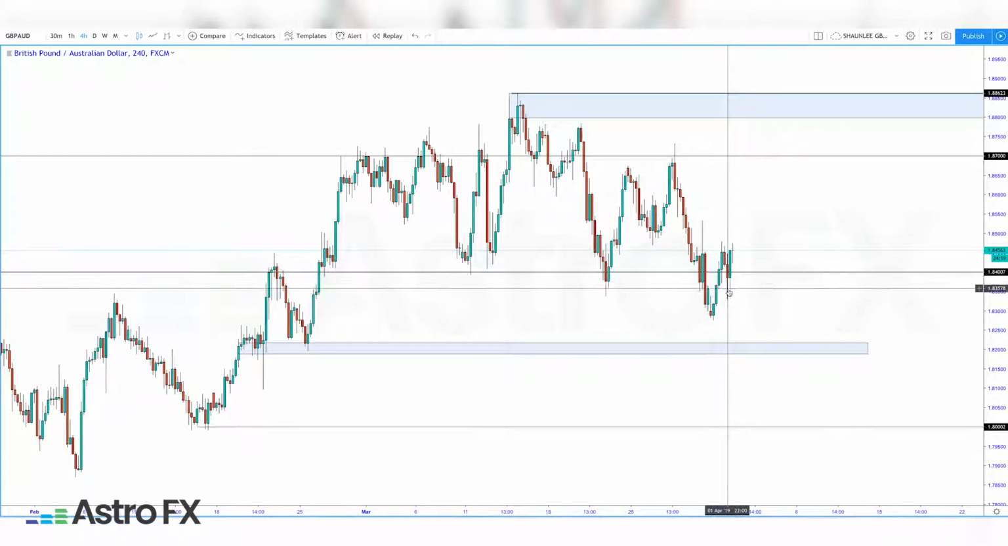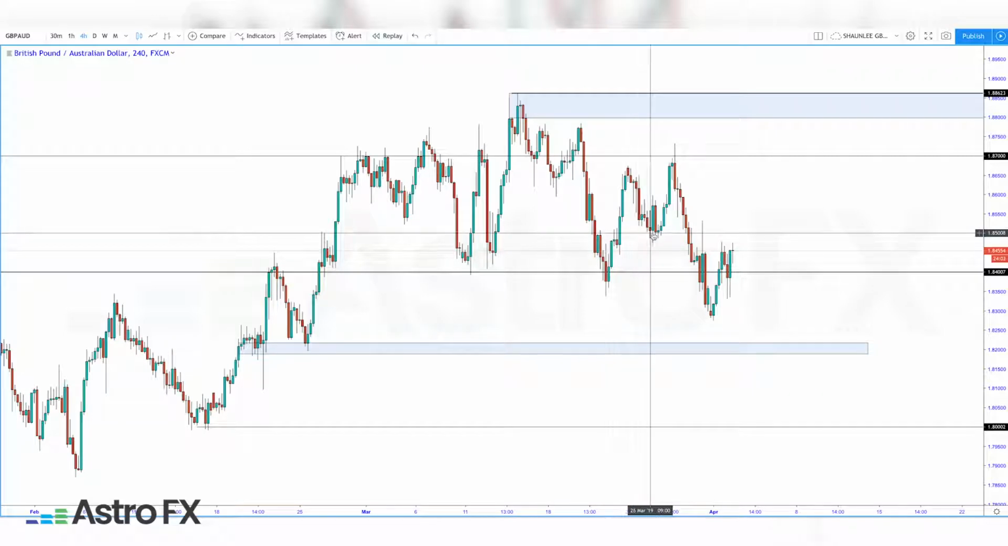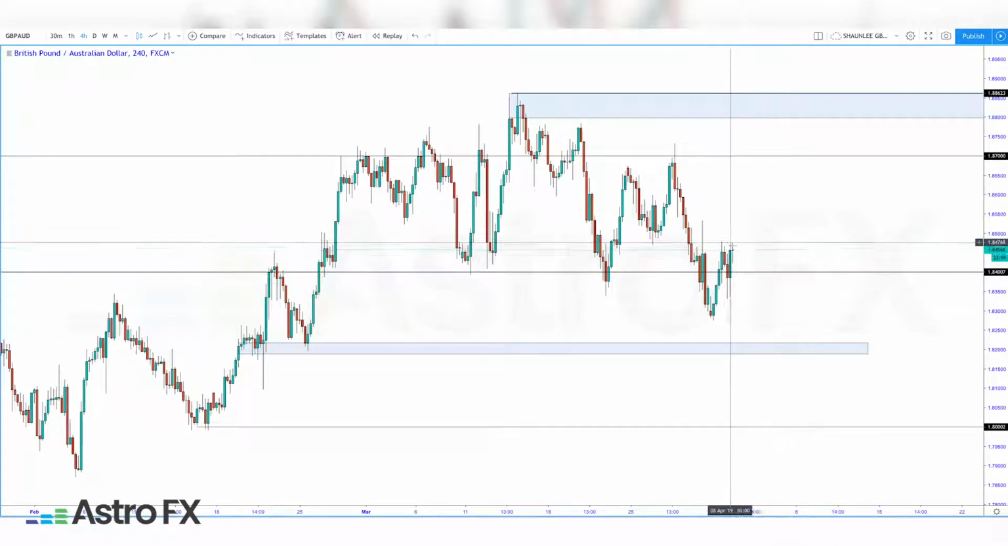Recently just rejected levels at 1.8350, popped back above 8400. I'm currently waiting to see the next move. Are we going to take out this high of the wick here? Are we going to maybe rebound once more off this 8500 resistance and then roll over to the downside, or are we going to take out these levels and go higher?